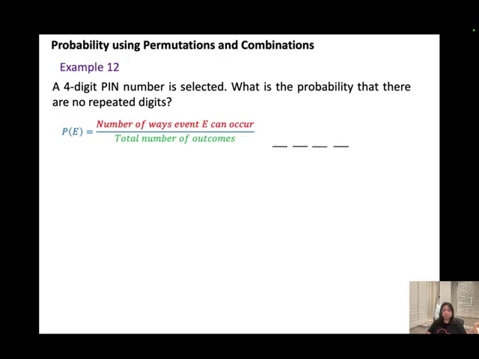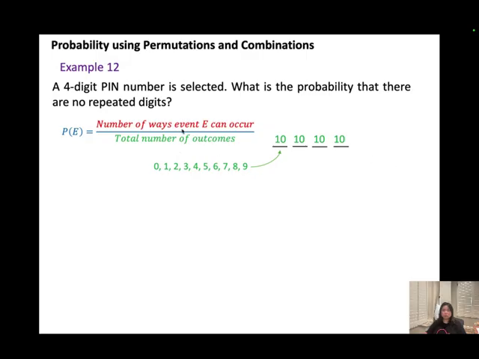For each digit, we have 10 choices, from 0 to 9. So we have 10 possible outcomes for the first number. For the second one, we also have 10 different choices. Same idea with the third digit and the fourth digit. So when we multiply all together, that will be the total number of outcomes.